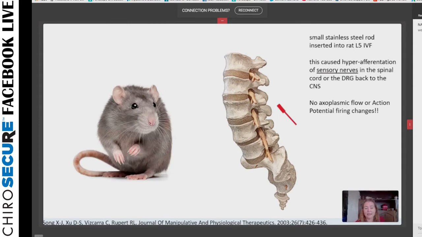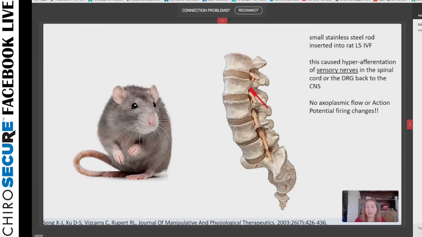Another really cool study was done by Song et al. in 2003. Instead of exposing the nerve root like in these other studies, Howie and Hubbard, they actually surgically opened up the animals and then put the pressure on the nerve root. What Song et al. did was insert these little steel rods into the IVF of rat spines. I hope you can see my little animation. It took me a little while to figure that one out. Obviously that's not L5, it should be a little bit lower down, but I was too late to change that.